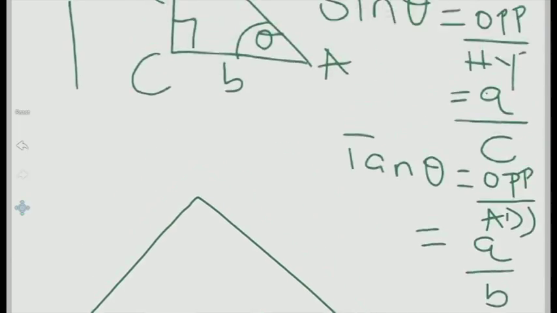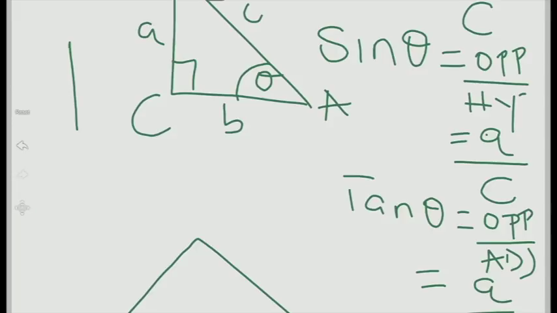Another thing we use for a right-angled triangle is Pythagoras. We know that the square of the longest side, which is the hypotenuse, is equal to the square of one side plus the square of the other. So the square of the longest side is equal to the sum of the other squares.